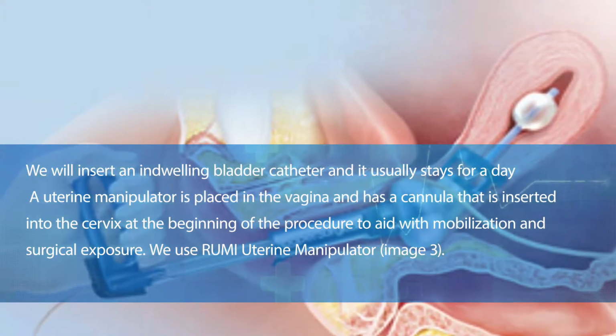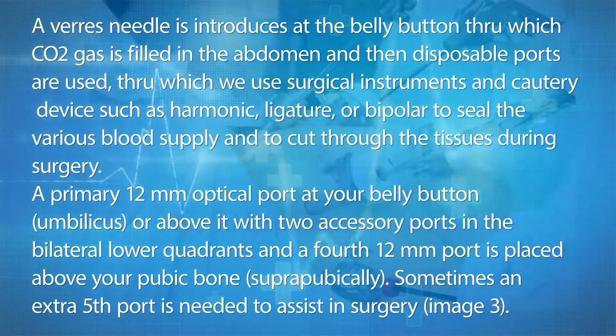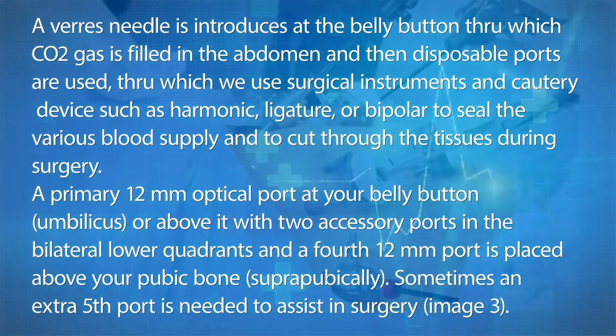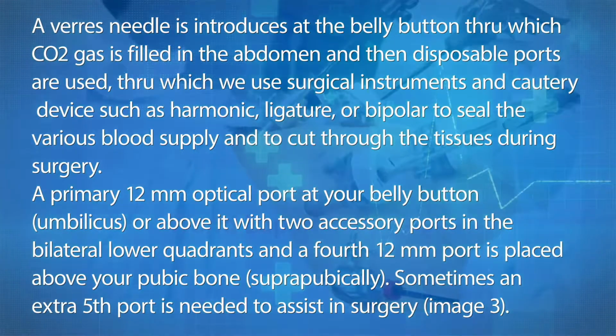A uterine manipulator is placed in the vagina and has a cannula that is inserted into the cervix at the beginning of the procedure to aid with mobilization and surgical exposure. We use the RUMI uterine manipulator. A Veress needle is introduced at the belly button, through which carbon dioxide gas fills the abdomen, and then disposable ports are used, through which we use surgical instruments and a cautery device such as harmonic, ligature, or bipolar to seal the various blood supply and to cut through the tissues during surgery.